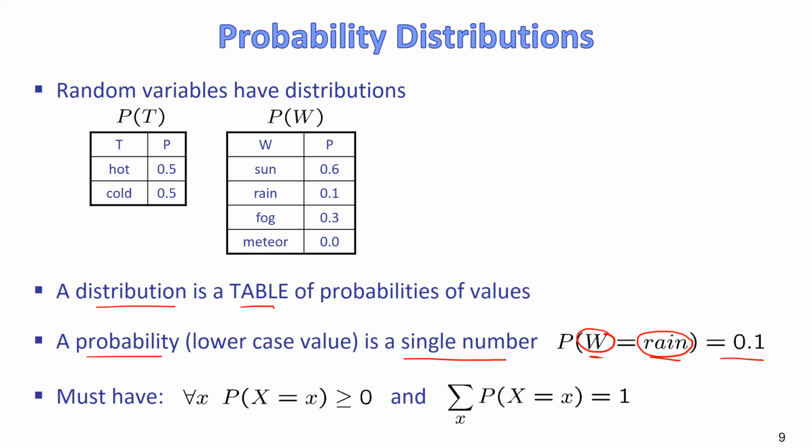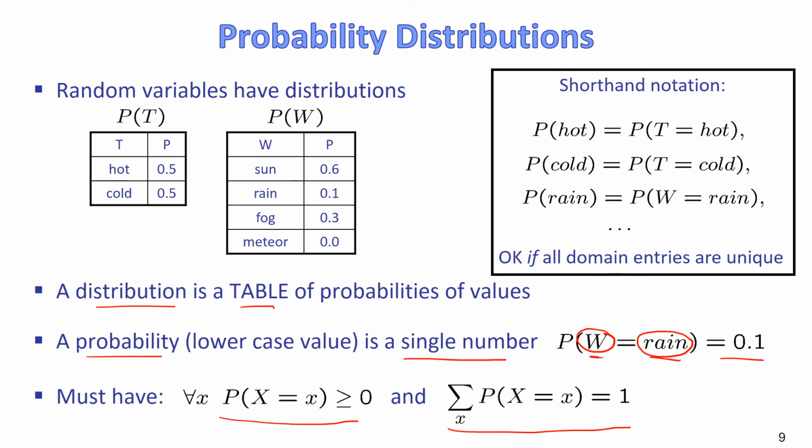Of course, there are 2 rules for the probability distribution. All the probabilities have to be greater than or equal to 0, mostly positive, and the sum of the probabilities is of course 1.